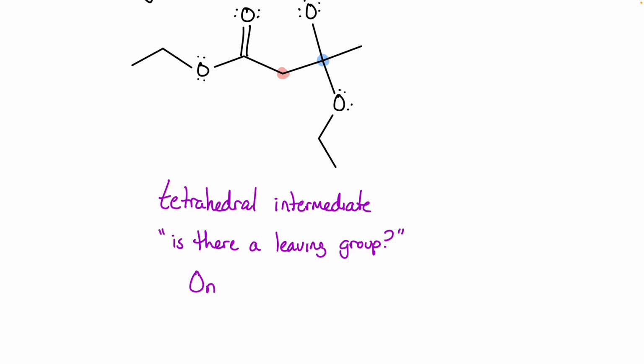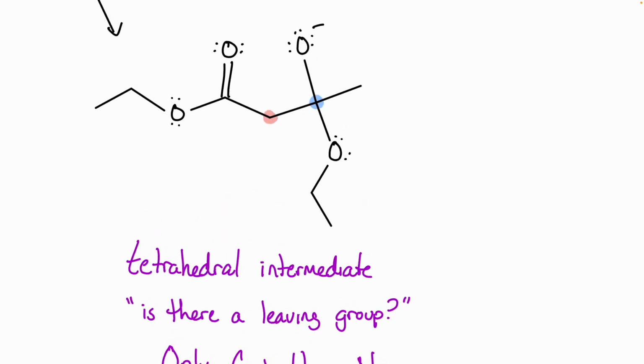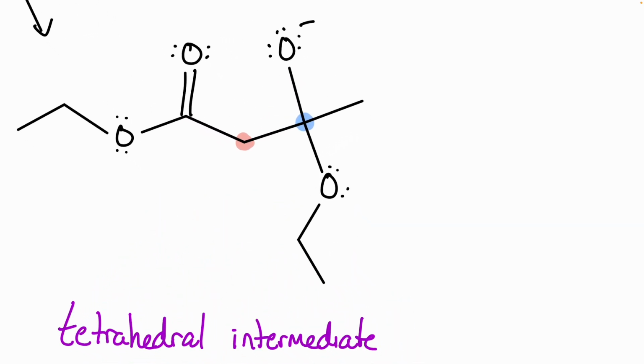All right, if there were only carbons and hydrogens about that, then no. But here what we have, and what we're going to see, is this alkoxide ion is going to play the role of a leaving group. What's going to happen, and we're going to see this a lot with our tetrahedral intermediates, is this pair of electrons on this oxygen is going to come back down and kick off that leaving group.